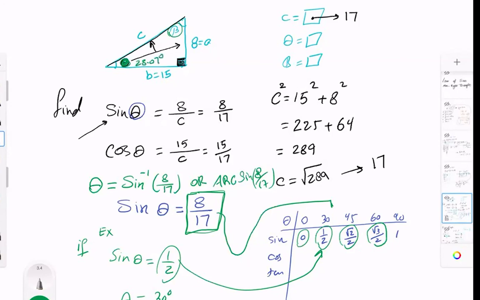So we have 28.07. So for beta, instead of using all the trigonometric functions, I can just subtract from 180, because we know theta plus beta plus 90 degrees equal to 180. If you add all the angles, you get 180, correct? So if we have theta, beta is easy to solve, correct? And we prefer to use this way because we're going to have less error.